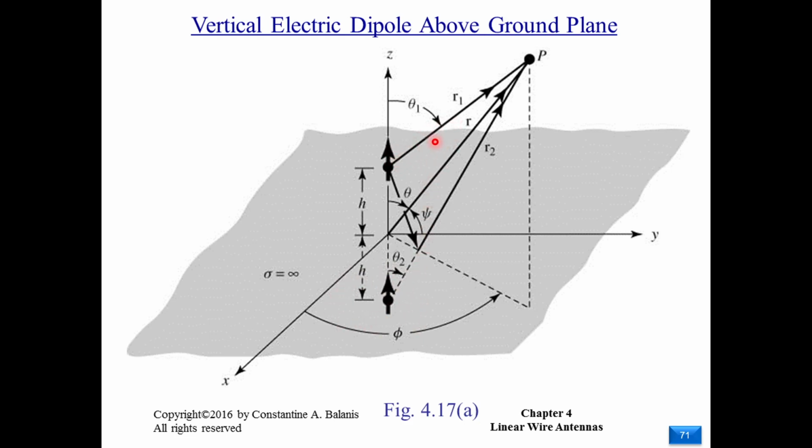So here, the vector from source to observation for the actual element is R1 with angle theta 1, and the vector from the image to the observation point is R2 with angle theta 2. From the origin it would be theta and R. So this is the actual setup, and we have a very famous approximation when the distance R is much larger than h. So the observation point is far enough, very far from the source region.